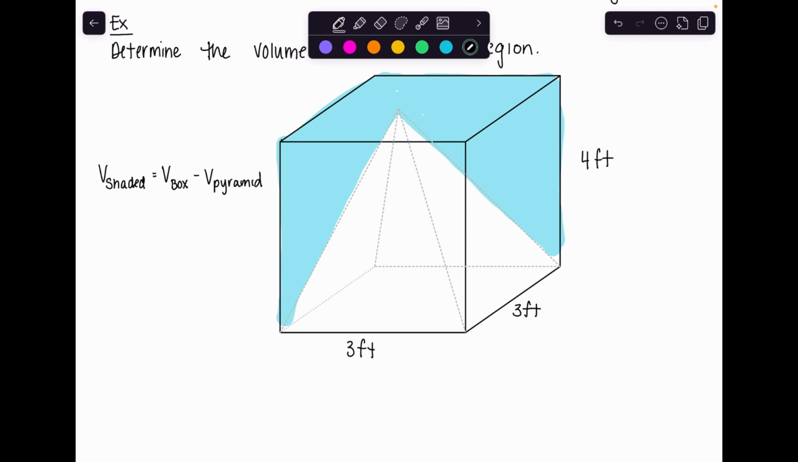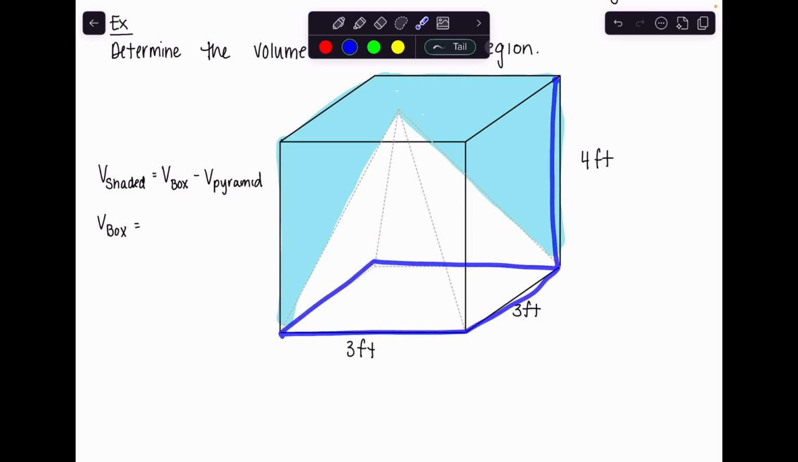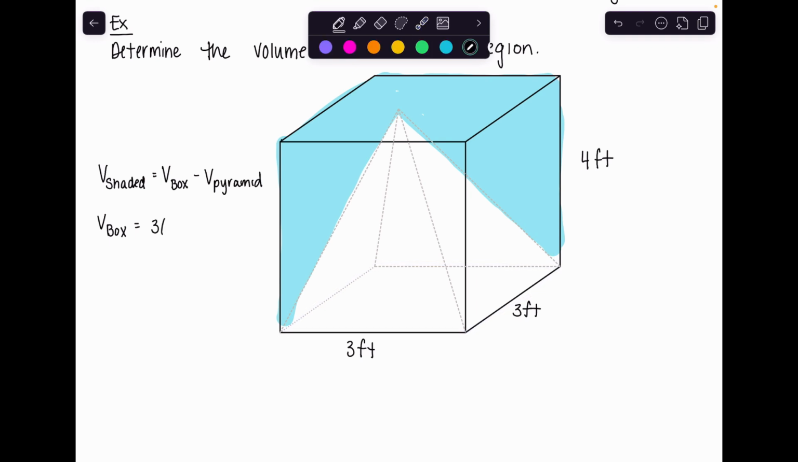So starting with the box, that one's definitely much easier because all I do is multiply those three sides. The area of the base is a square, and then I go ahead and times it by the height. So we have 3 times 3 times 4, which ends up giving us 36. And the units on this would be feet cubed. Okay. Now I need to figure out the volume of the pyramid.